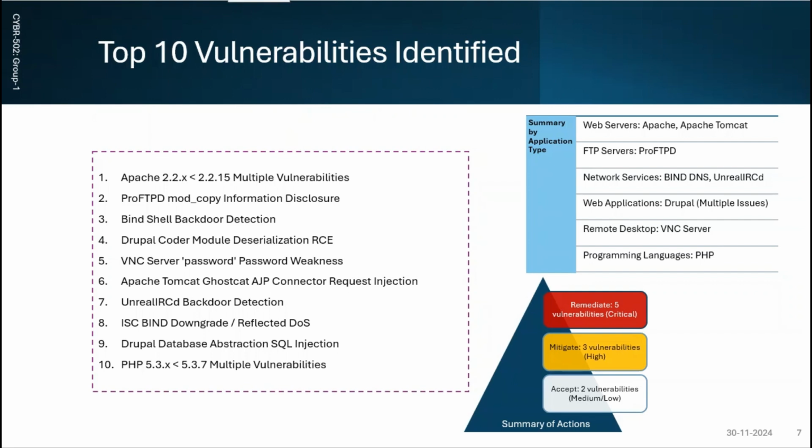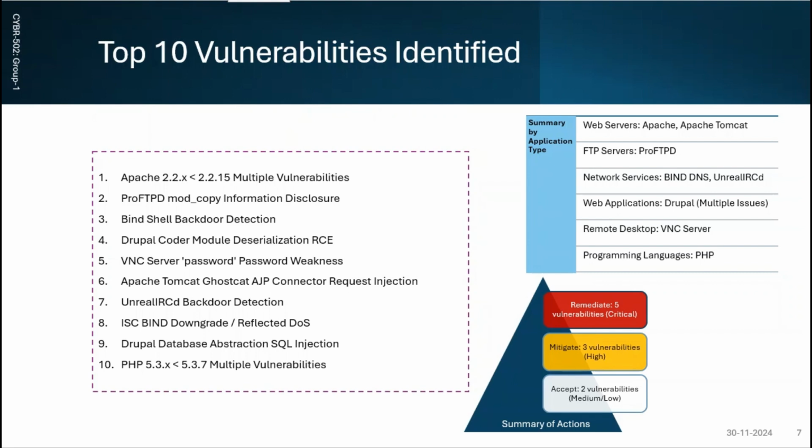Thank you, Rajesh, for your presentation. Now I'm going to discuss the top 10 vulnerabilities that were identified. This is an overview of vulnerabilities across various systems like web servers, FTP servers, and network services. Examples include Apache vulnerabilities, ProFTPD mod_copy issues, and VNC server password weaknesses. There are some recommended actions such as remediate critical vulnerabilities, mitigate high risk, and accept low risk ones.